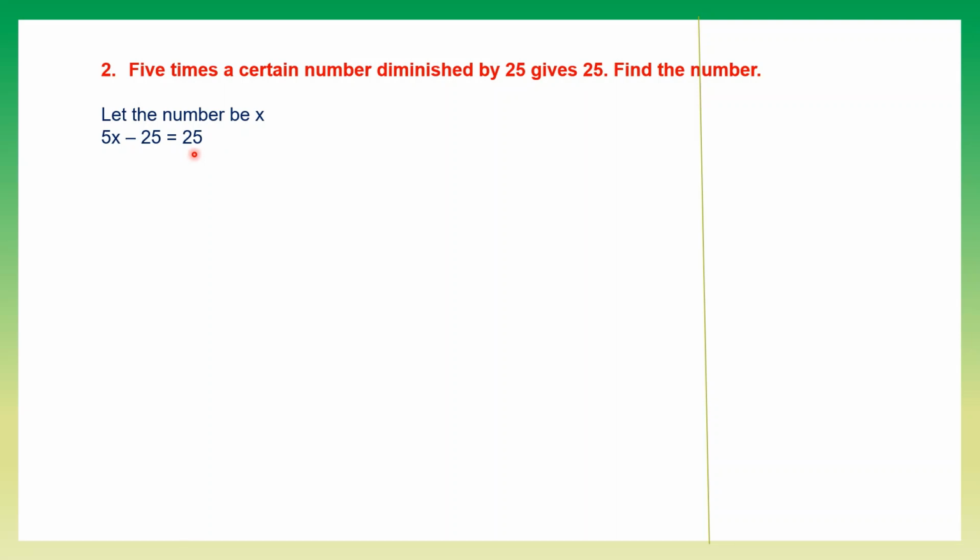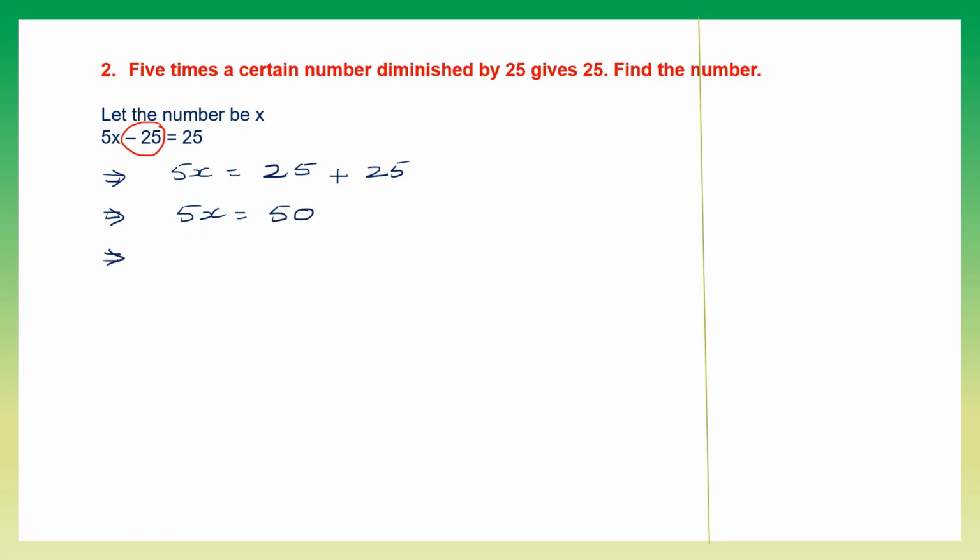So now we're going to find the number. So let's work out. 5x minus 25 equals 25. Now we're going to find the value of 5x. That will be on the right hand side. We already have 25. Now we are going to transpose this minus 25 from the left hand side to the right. It will become plus 25. So 5x is equal to 25 plus 25 is 50.